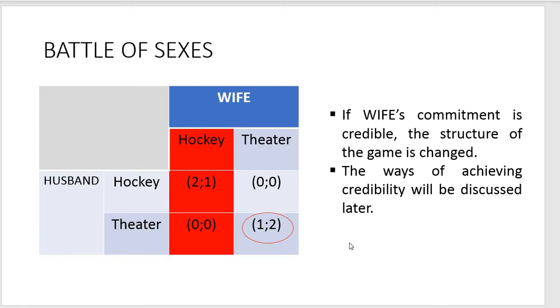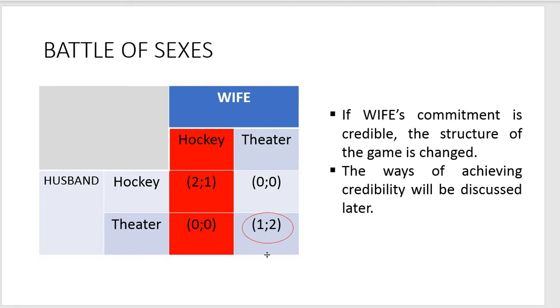Another thing is the credibility of this commitment. It will work only if the wife has a reputation of a tough player. A player who always sticks to her commitment. Then the husband will believe that she goes to the theater even if it hurts her, in case he decides to go to see hockey. And yeah, so then the outcome of this game will be like this. Theater.